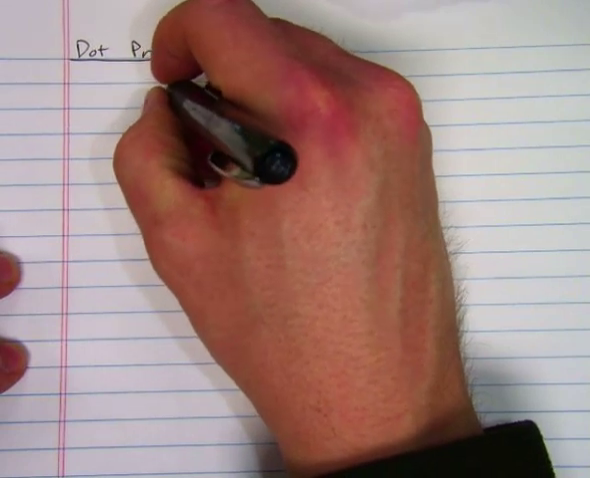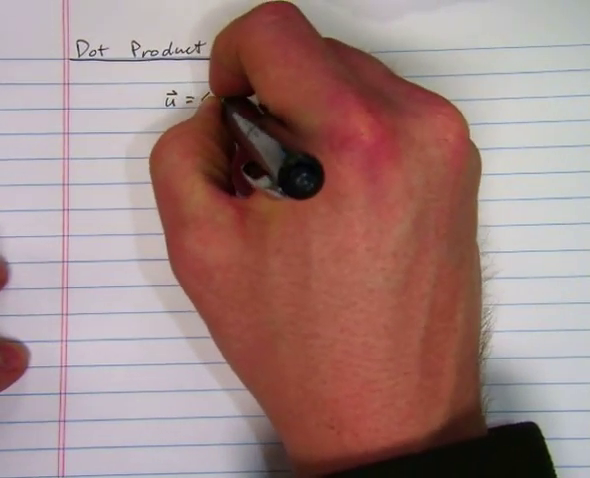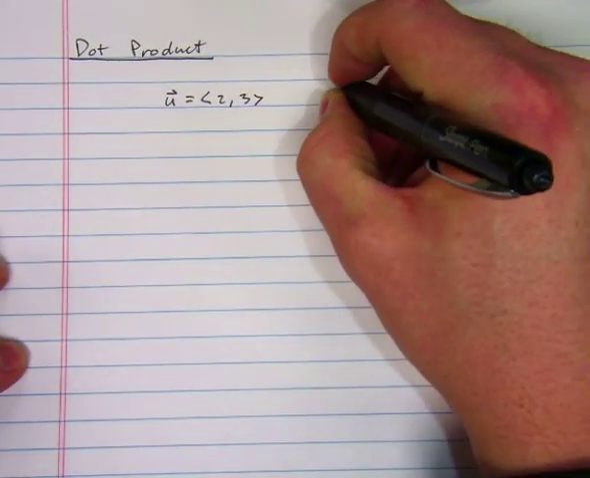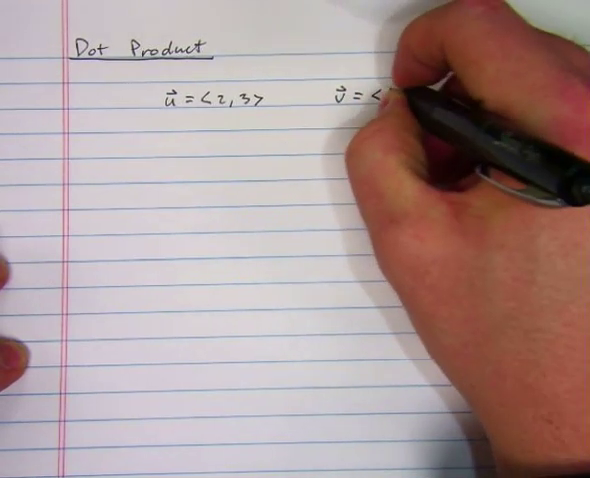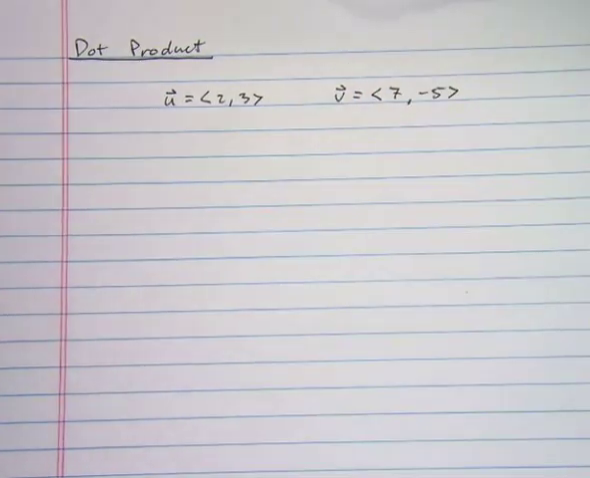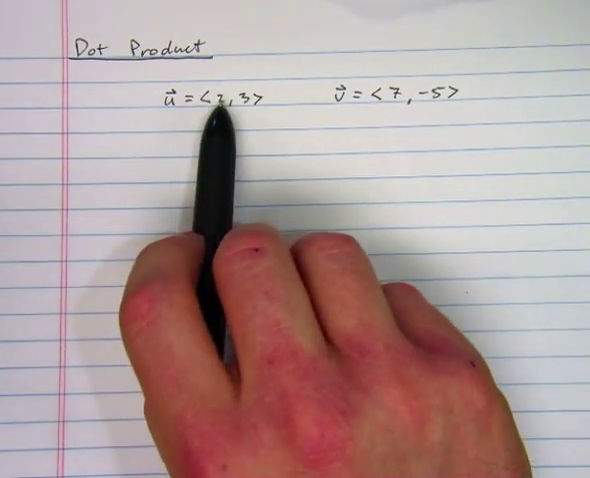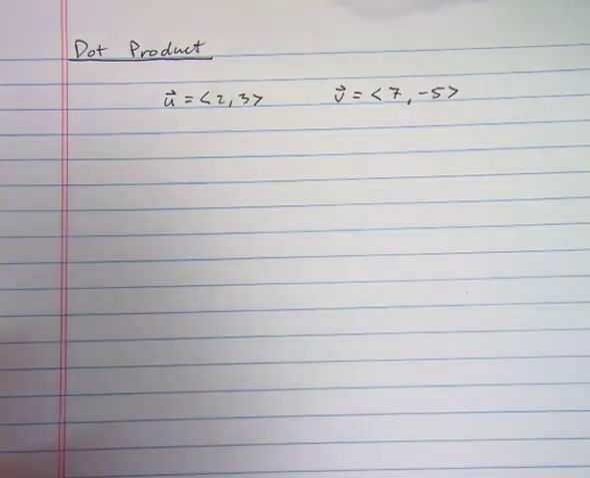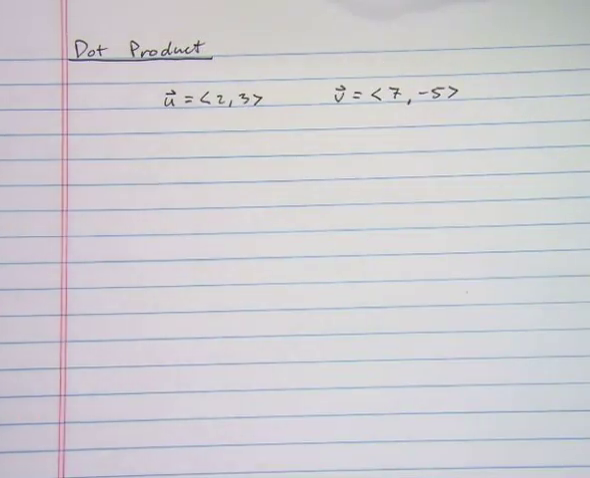So we've taken vectors, we've added them, we've subtracted them, we've even taken numbers like 5 and done the vector times 5. But if I have two vectors, 2, 3, and then 7, negative 5, well, when I add it makes sense. I could just add 2 plus 7 and 3 plus negative 5. When I multiply, there's actually two different ways to multiply.